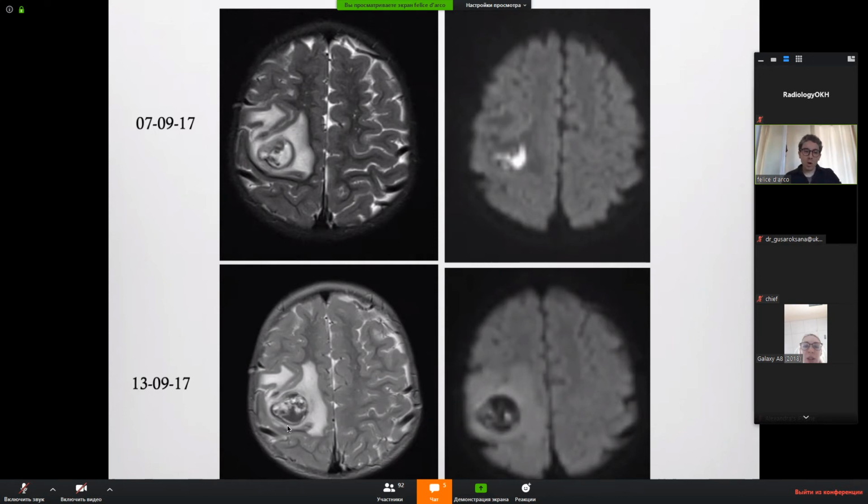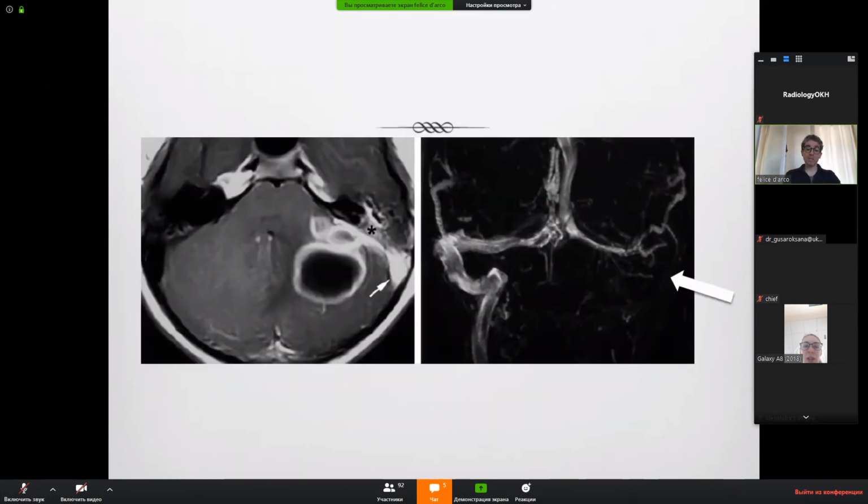But look, the content is changing, and look, the diffusion restriction is gone. So the bottom line is that you can use diffusion restriction not only for diagnosis, but also to check the treatment in the follow-up scan. This is very, very important.